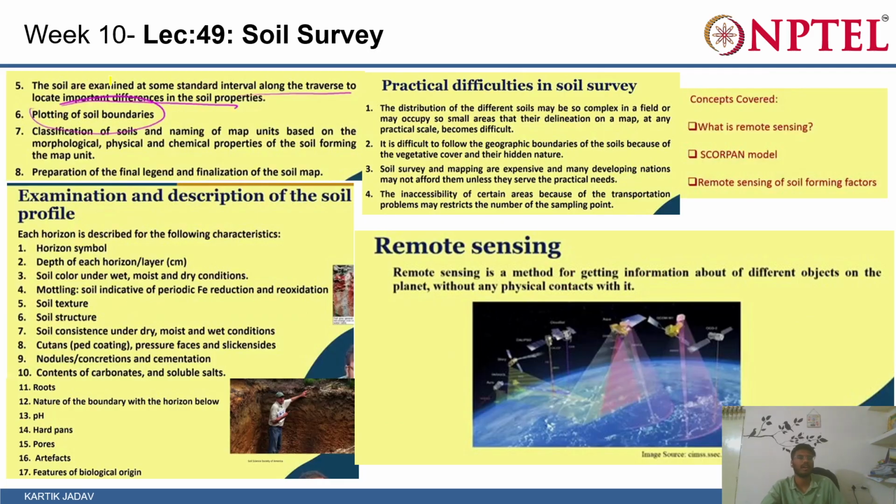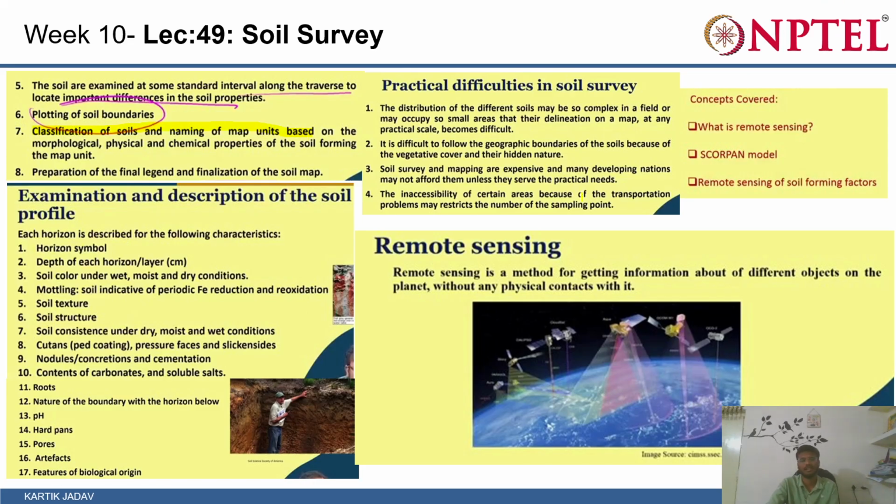The fifth one is that the soils are examined at standard intervals along the traverse to locate the important differences in the soil properties, plotting of soil boundaries, and then we classify soil and name the map units based on the morphological, physical, and chemical properties. And then finally, we prepare the final legend and finalize the soil map. Then there are certain examinations and description of soil profile. What data are we getting from the prepared map? It is about soil physical, chemical, and biological properties as well as its genesis.